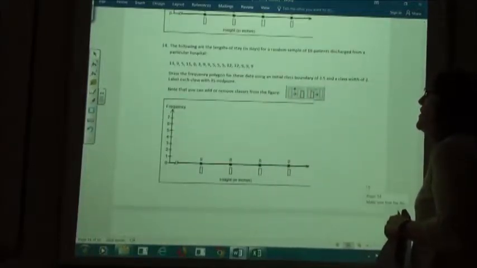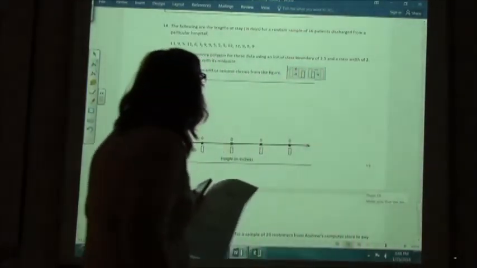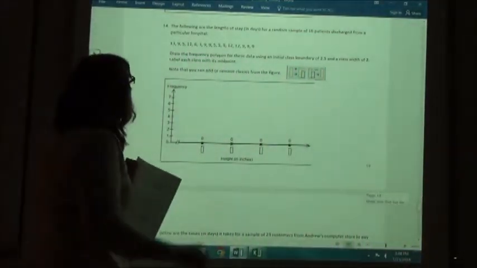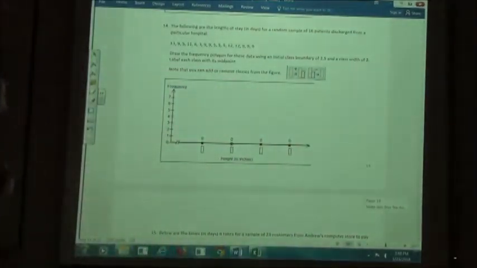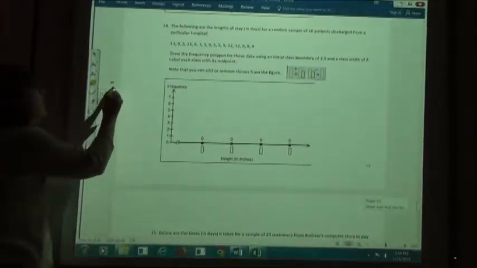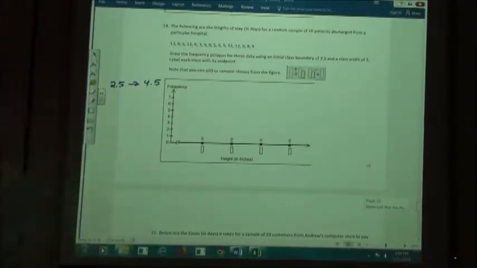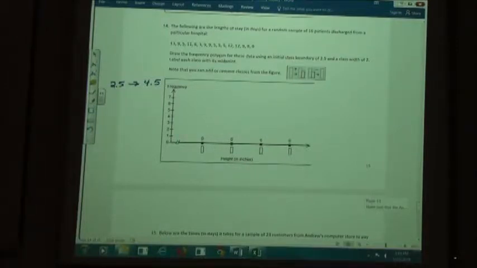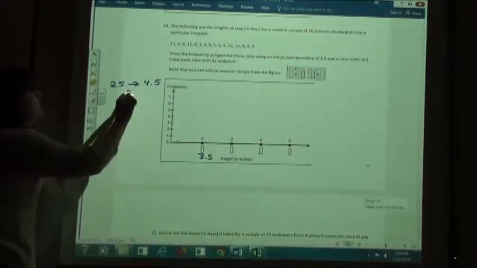All right, so number 14, same kind of thing. The following are the lengths of stays in days for a random sample of 16 patients. Draw the frequency polygon for the data using an initial class boundary of 2.5 and a class width of 2. So 2.5, with a class width of 2, would be at 4.5, and then I have to find the midpoint of that. You probably know it without calculating. Halfway between 2.5 and 4.5 would be 3.5, right? So that's our first section.